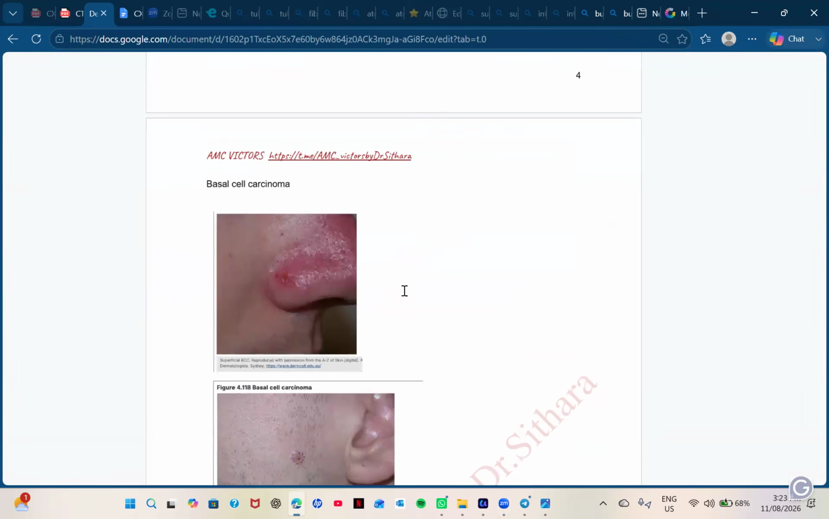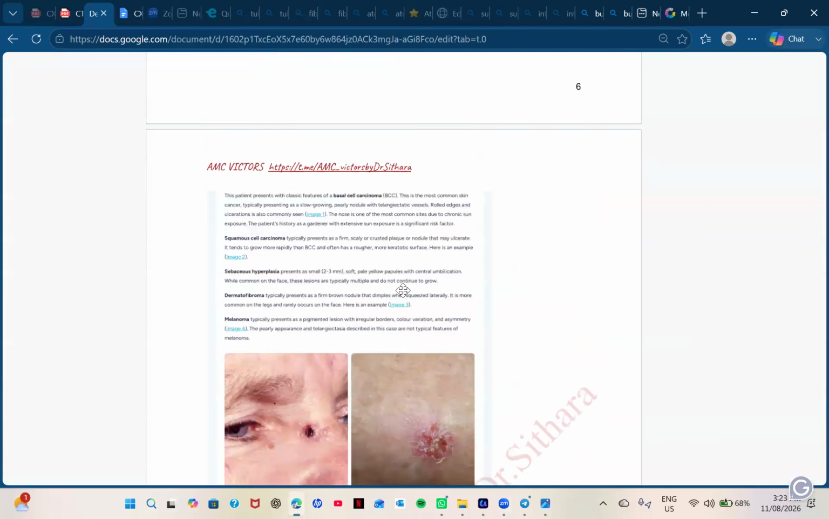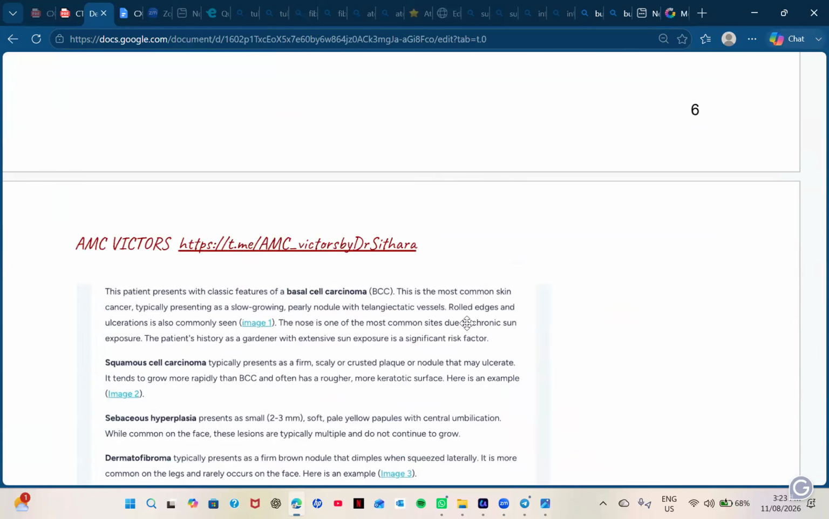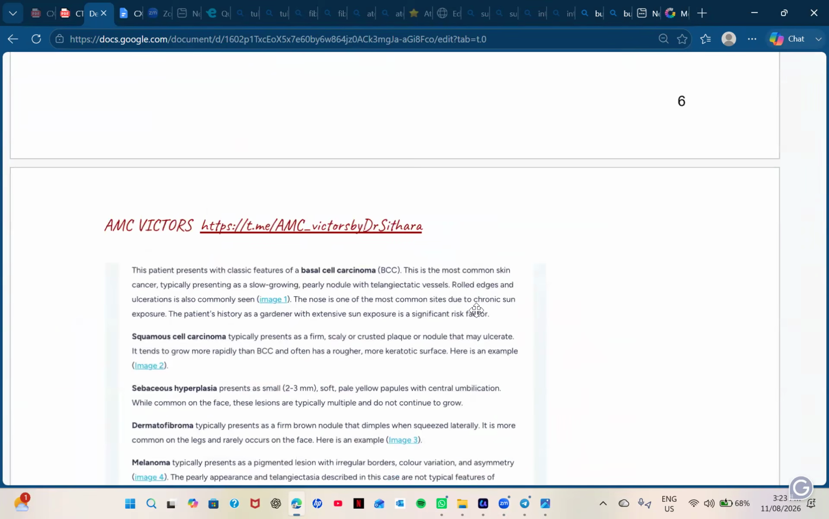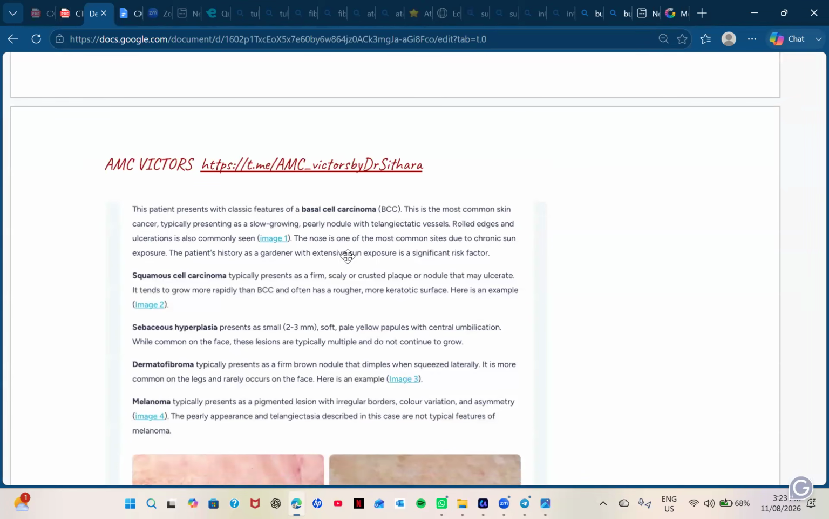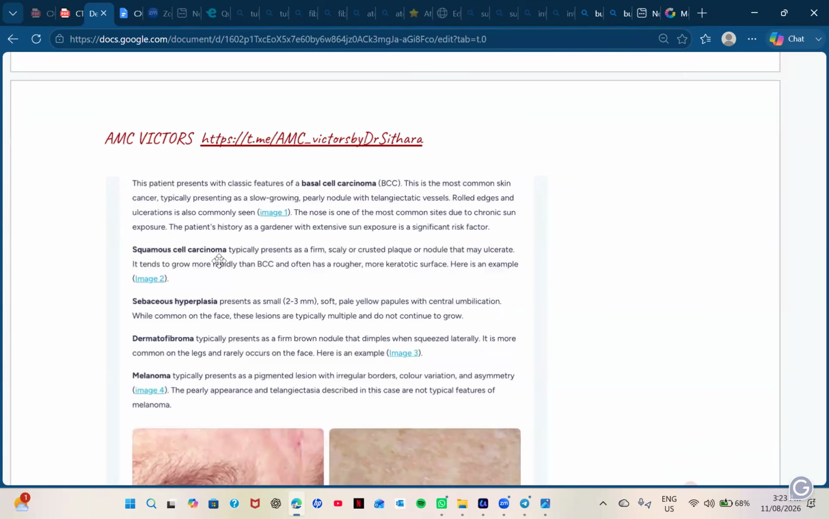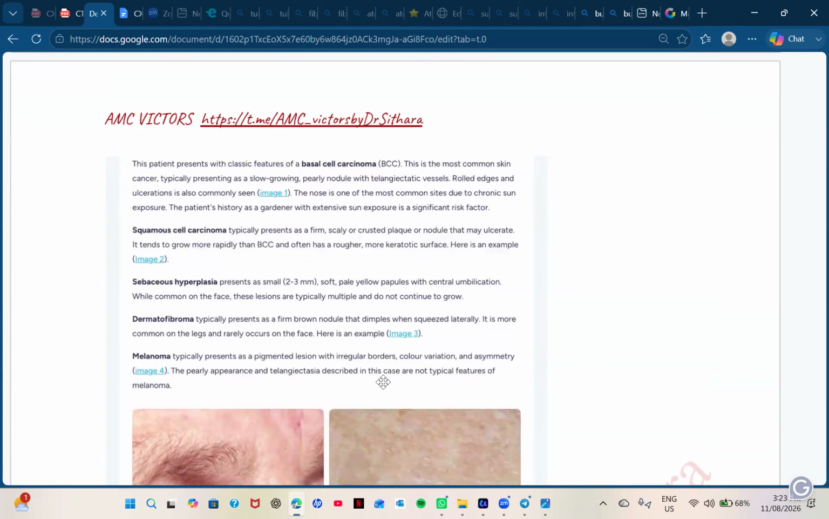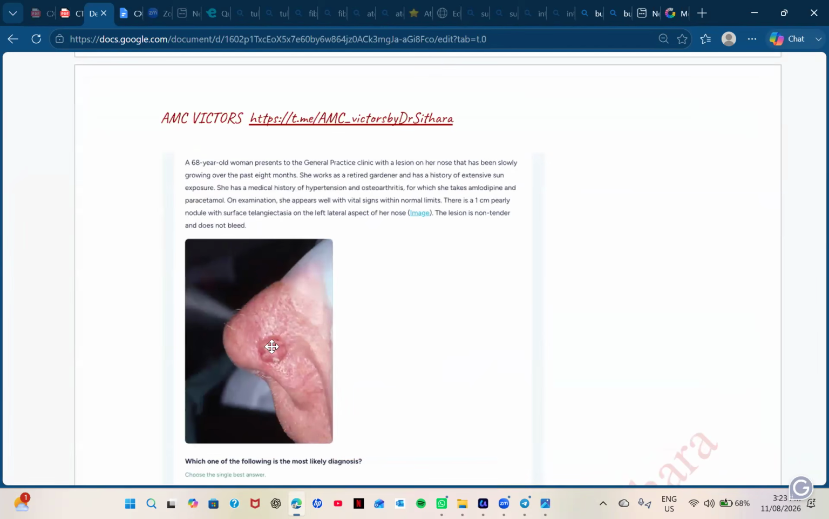Okay, so what do you know about BCC, basal cell carcinoma? How does basal cell carcinoma present? It's slow growing, right? A pearly nodule with telangiectatic vessels, rolled edges you have seen, right? Pearly, shiny. Ulceration is also common in some cases, a central ulceration. The nose is often a common site due to chronic sun exposure. Okay, here can you see the typical presentation?